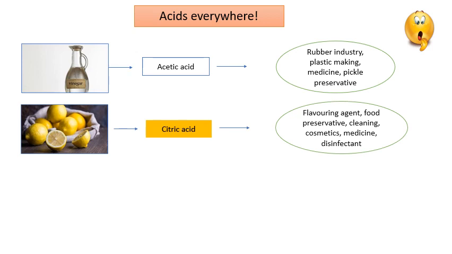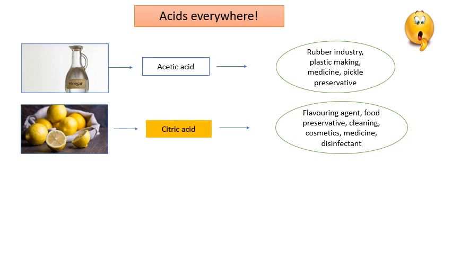Lemons have an acid, that's citric acid. And where do you use lemons? I'm sure you don't need much about it because you know where you use. It's a flavoring agent. Pav bhaji, you squeeze lemon, flavoring agent. It's a food preservative.